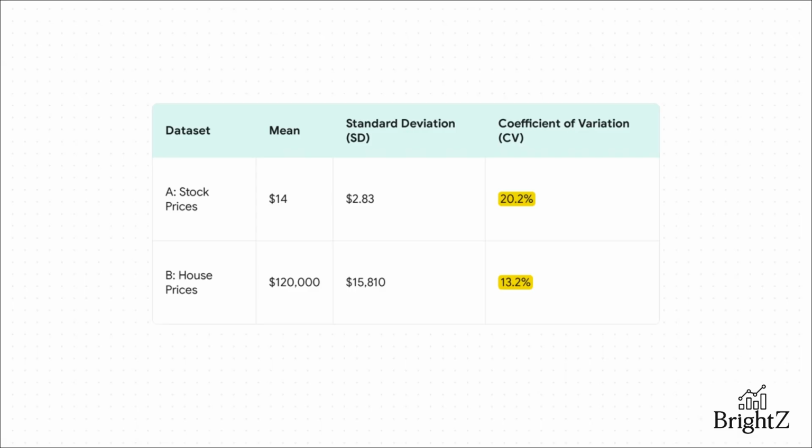And this is where the magic happens. I mean, just look at the raw standard deviations. They're not even in the same ballpark, right? Less than $3 for the stock, but over $15,000 for the house. But the moment we calculate the CV, which is just the standard deviation divided by the mean, the whole story flips. The stock has a CV of over 20%, while the house is down at just 13%.